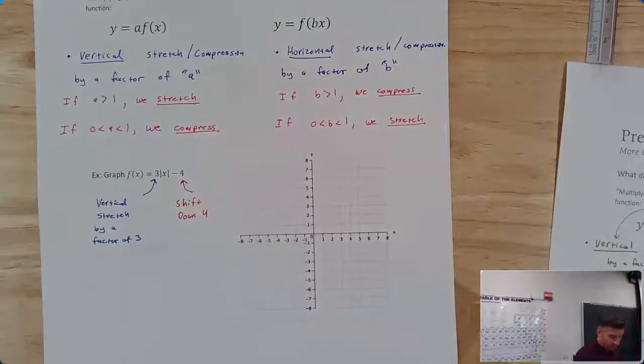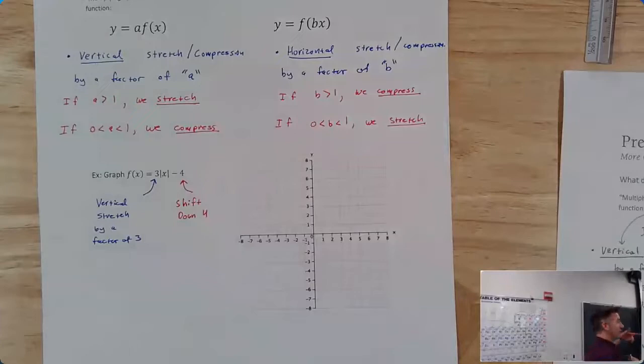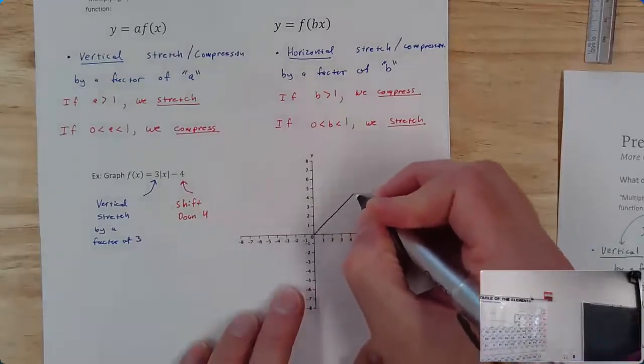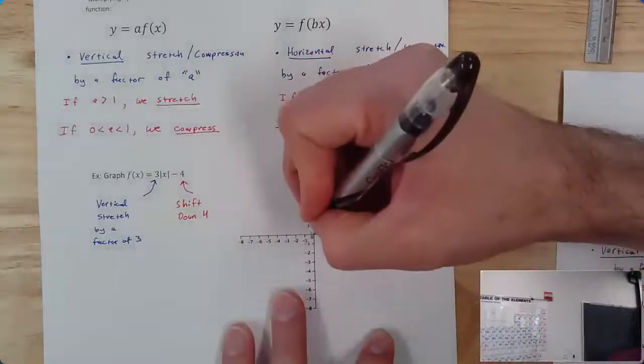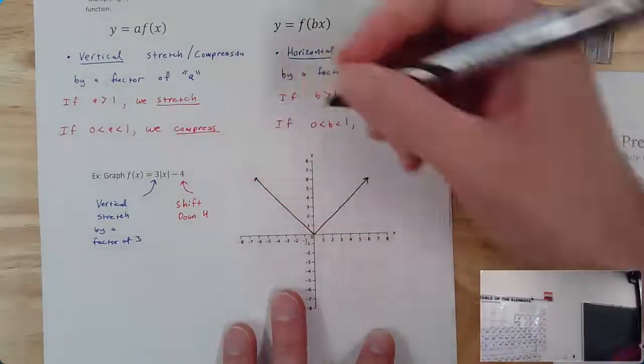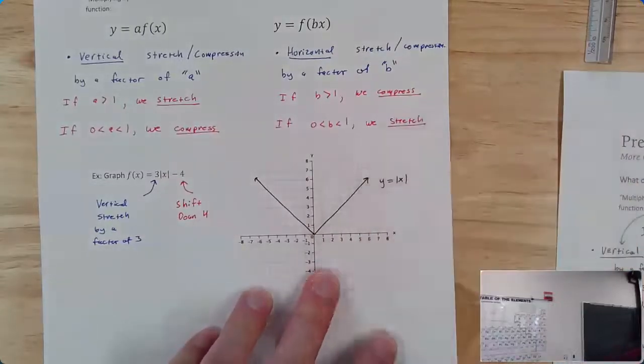All right, so I'm going to start off by just drawing the parent graph. Again, you don't have to draw all the intermediate graphs. I just want to show them to you so you can see all the steps we're thinking about taking here. So first and foremost, the parent graph is y equal to the absolute value of x. So that's just going to look like y equals x to the right, y equals negative x to the left.